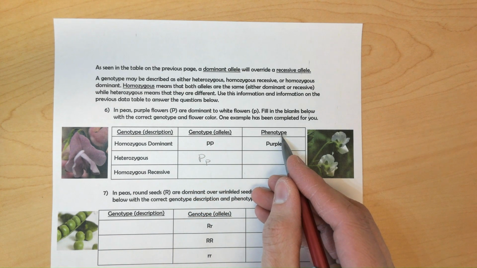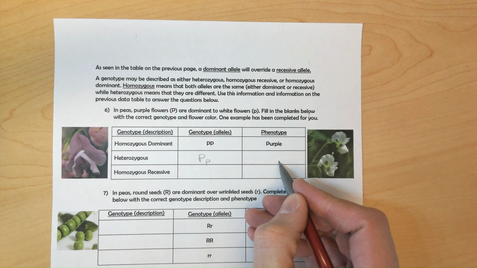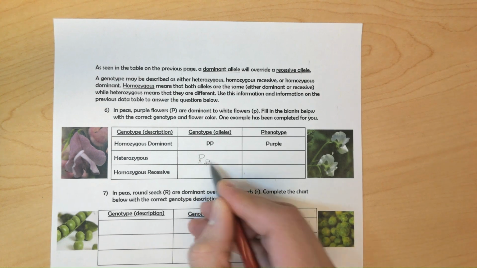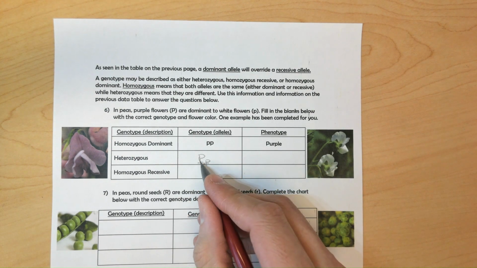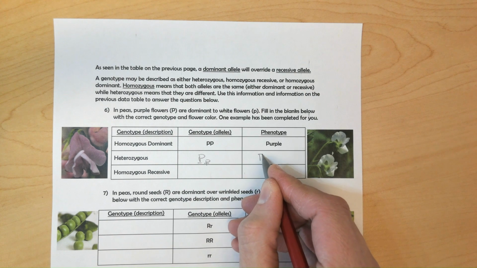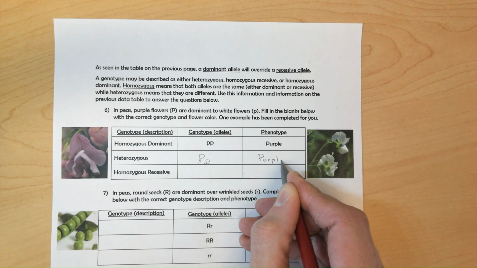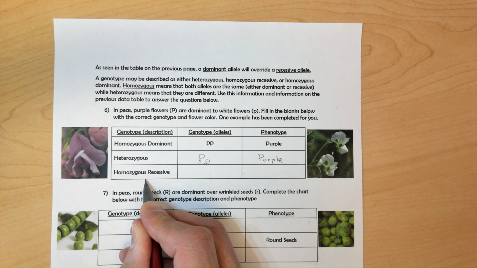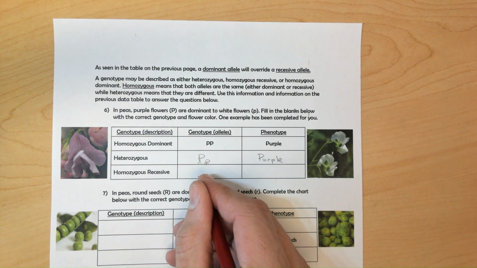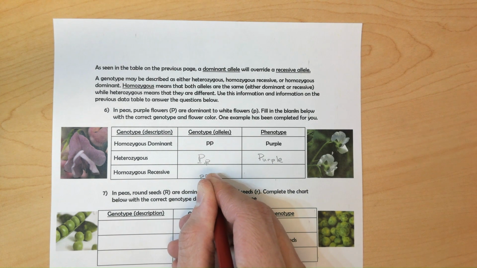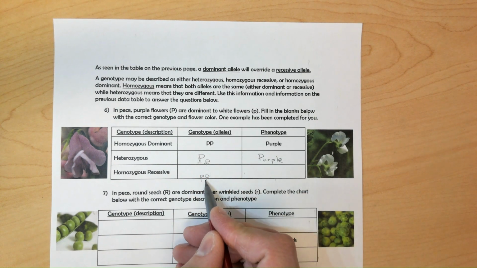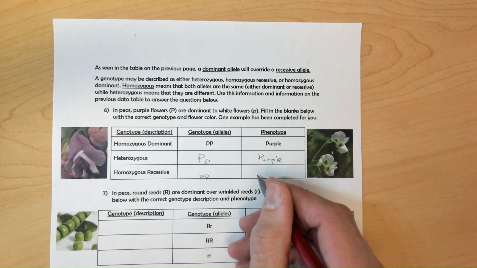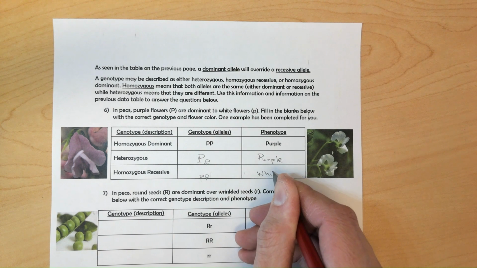Phenotype then is the physical characteristic, so we have to think about whether this will be purple or white. Since it has an allele for both purple and for white, we know that the purple wins over white, so the resulting flower will be purple. And finally, homozygous recessive. So homozygous meaning the same, recessive meaning lowercase letters, so we'll write it like this. Well, both of those are the alleles for white flowers. There's no purple flower allele to override it, so it must be a white flower.